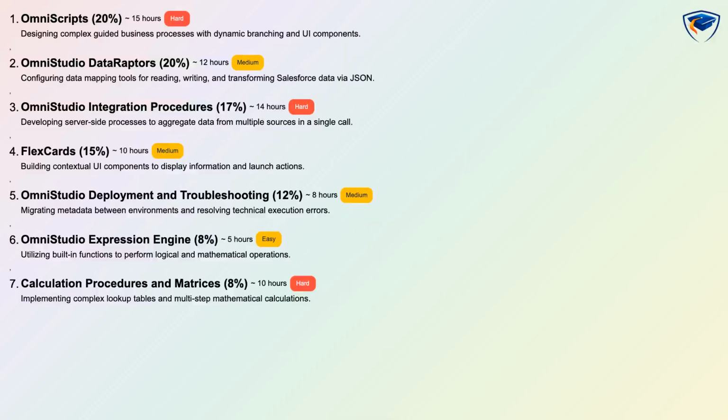This exam is organized into 7 weighted domains: OmniScripts 20%, OmniStudio Data Raptors 20%, Integration Procedures 17%, FlexCards 15%, OmniStudio Deployment and Troubleshooting 12%, OmniStudio Expression Engine 8%, and Calculation Procedures and Matrices 8%. I will explain each domain's focus, difficulty, estimated study time, assessment type, and the key topics you need to master.